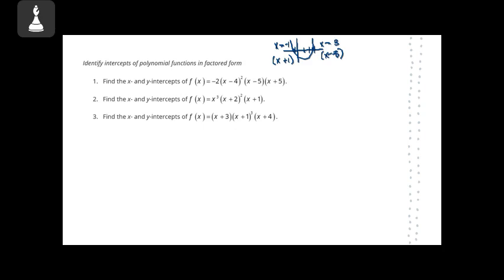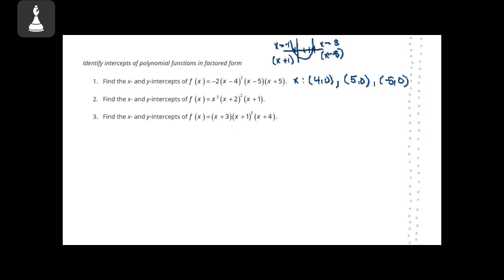So this means really easily here, the x-intercepts are, if this is negative 4 inside here, it's positive 4, 0. If we have x minus 5, that's a positive 5, 0. And if we have x plus 5, that's negative 5, 0. So you just take those values out.